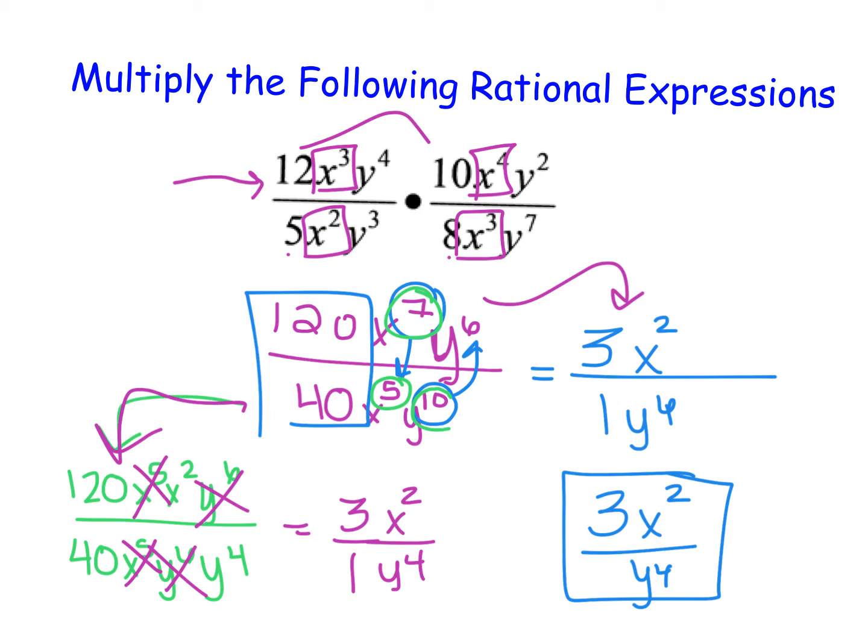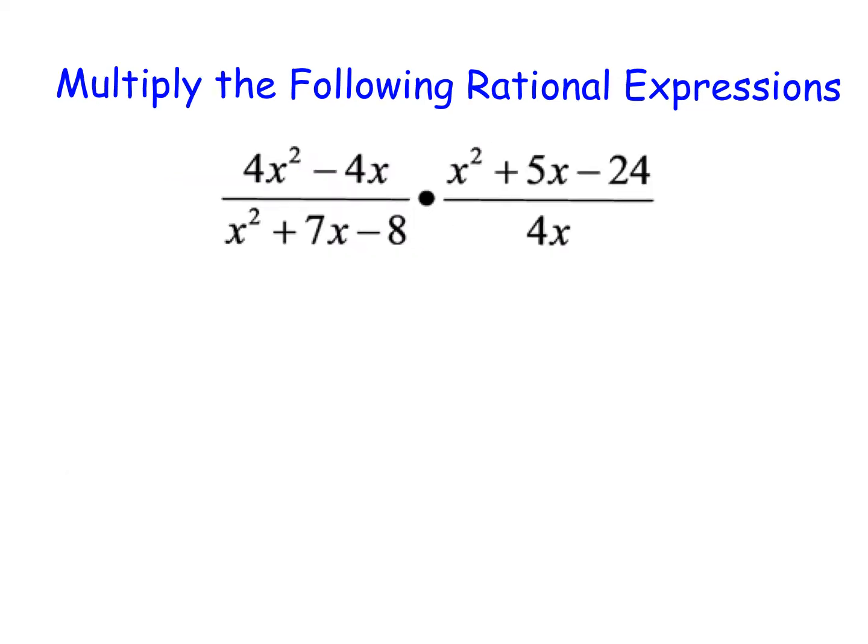Either way will work. The second example here is going to be a little bit more complicated. You'll notice that we have everything ranging from binomials to trinomials to monomials. And so we're going to need to use our factoring before we start multiplying across the numerator and multiplying across the denominator. So let's look at each one individually.